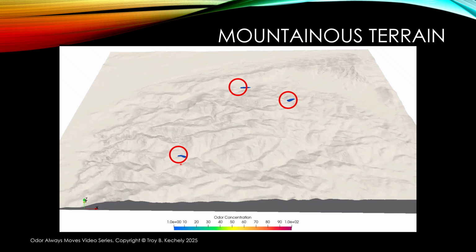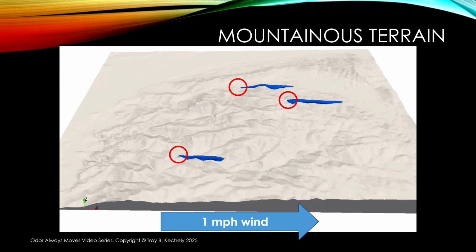And then this one is more on the upwind side. The wind's coming from the left. And this is in a more exposed area with a lot more rugged terrain. So let's see how this works in relation to 1 mile per hour. This is a 20-minute simulation for each wind speed.